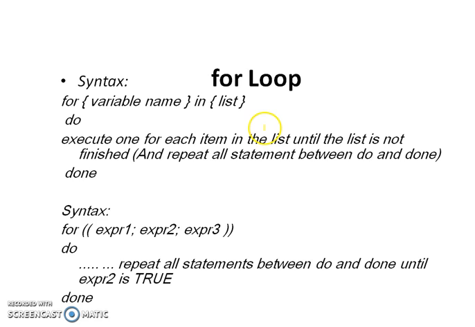It will execute once for each item in the list until the list is finished, and then the for will be ended with done. Another syntax is there, which is C-like syntax, but here remember one thing: double brackets will be used for the expression, with expression 1, then the testing expression 2, and then expression 3. Again the for loop will begin with do and end with done.